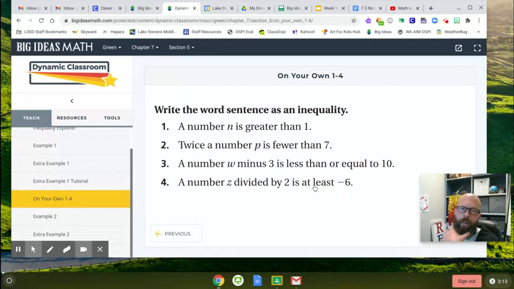So if we use our table, a number n is greater than 1. So that would be n is greater than 1. Twice a number p, which would be 2p, is fewer than 7. So it would be 7 minus 2p. A number w minus 3 is less than or equal to 10. So w minus 3 is less than or equal to 10. And a number z divided by 2 is at least negative 6. Z divided by 2, at least, would be greater than or equal to negative 6. Okay?